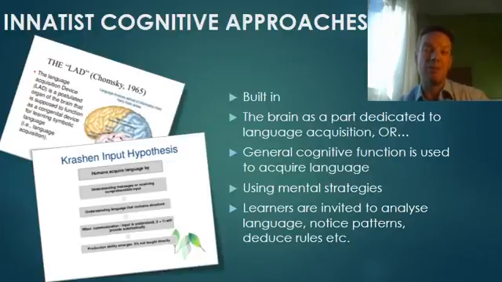The first one, and really the big name here, is Noam Chomsky. And he thought that there was a specific part of the brain that was common to all of us, that was specifically dedicated to learning languages. And we had this language learning ability built into us. And this has had an enormous influence on language teaching, although really there are no specific teaching methodologies that have been based on this assumption.